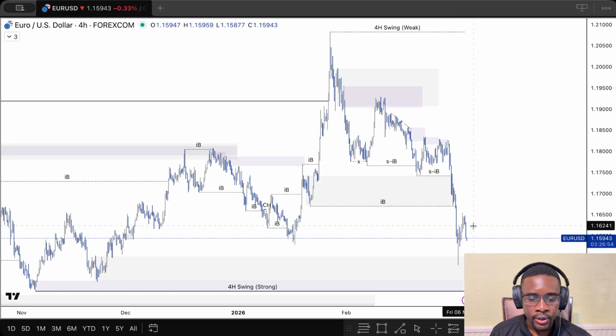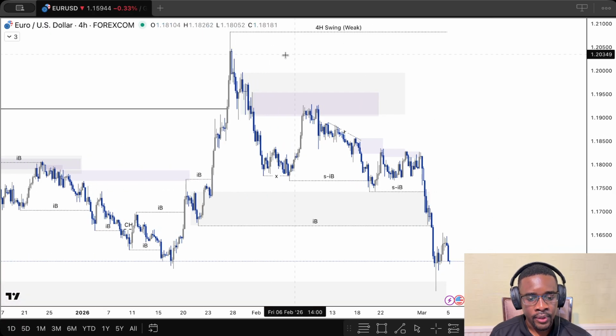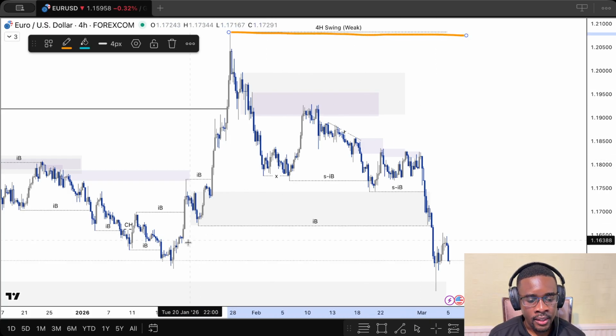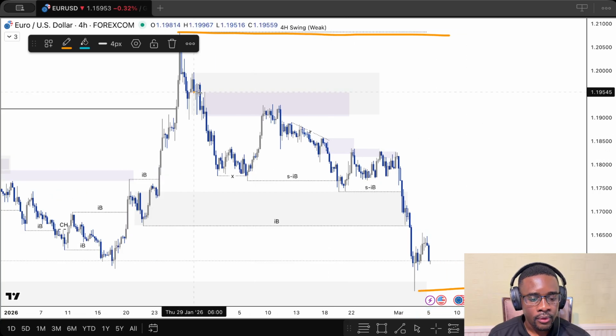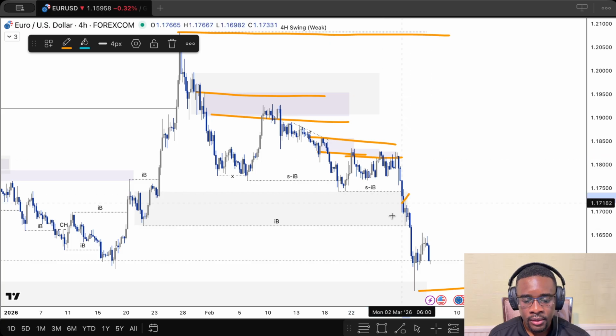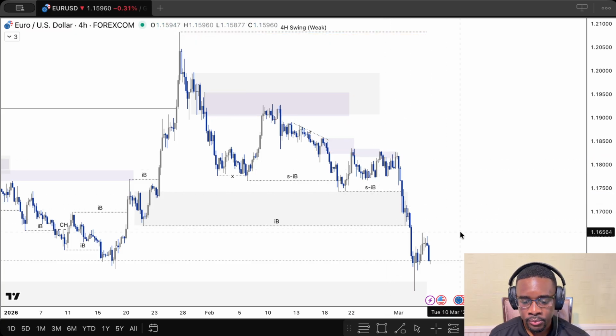Okay, so focusing on the current range, this is what we have. So this becomes our strong internal high, and then this current leg is where we have our current weak internal low. So obviously we're seeing supply being respected and then demand being eliminated. Okay, so there's a lot of selling pressure at the moment.